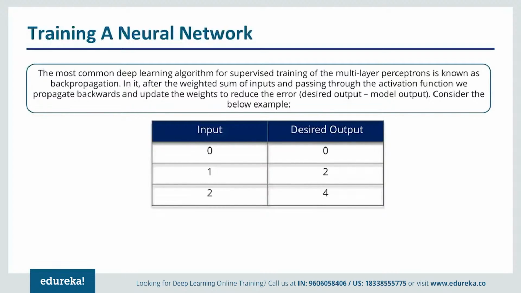All right, there's an example in front of your screen. Don't be scared of the terms I used, I'll explain with an example. We have 0, 1 and 2 as inputs, and our desired output, the output that we already know, is 0, 2 and 4. Here we can figure out that the desired output is nothing but twice the input. But I'm training a computer to do that, and the computer is not a human.